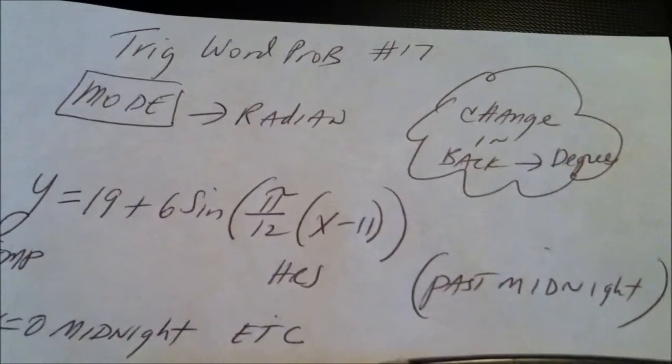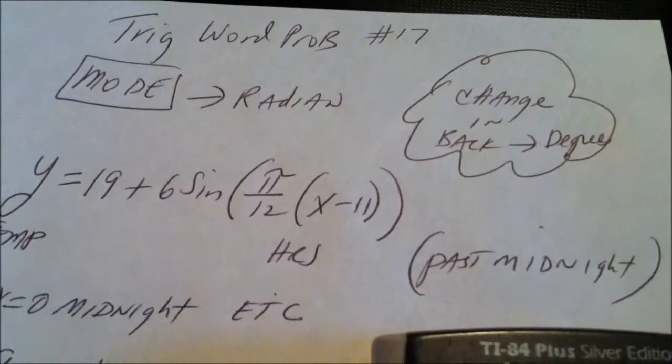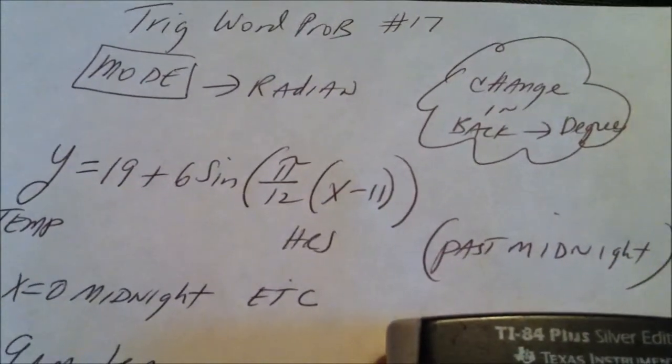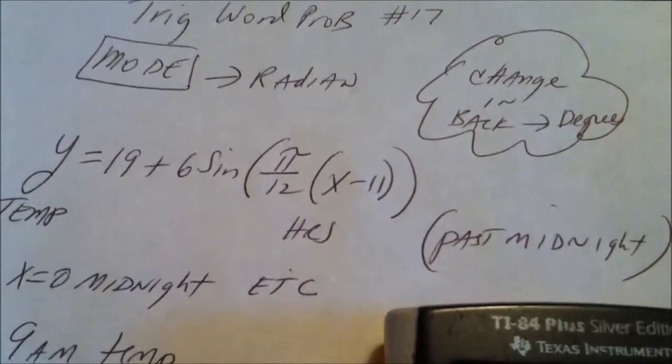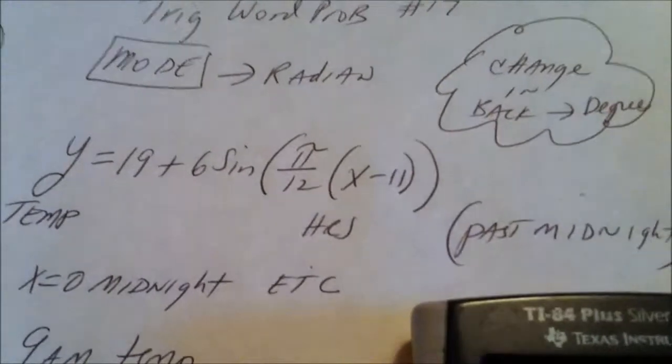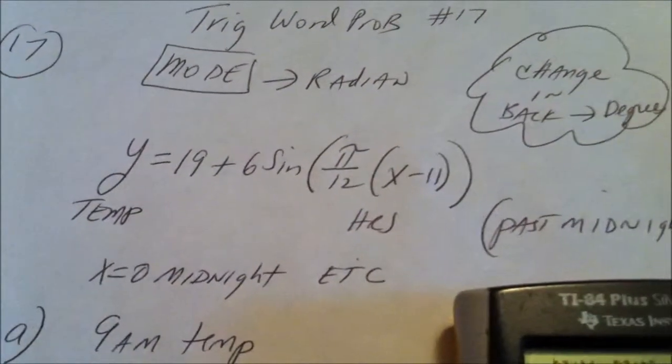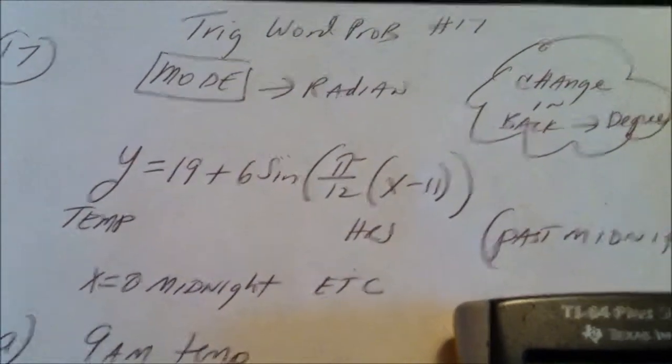Number 17 is ye old trig word problem. It's a rarity. It's not asked there a lot. It's a low percentage question, but they are due for it. So I would know how to do it because these questions really are just calculator questions.